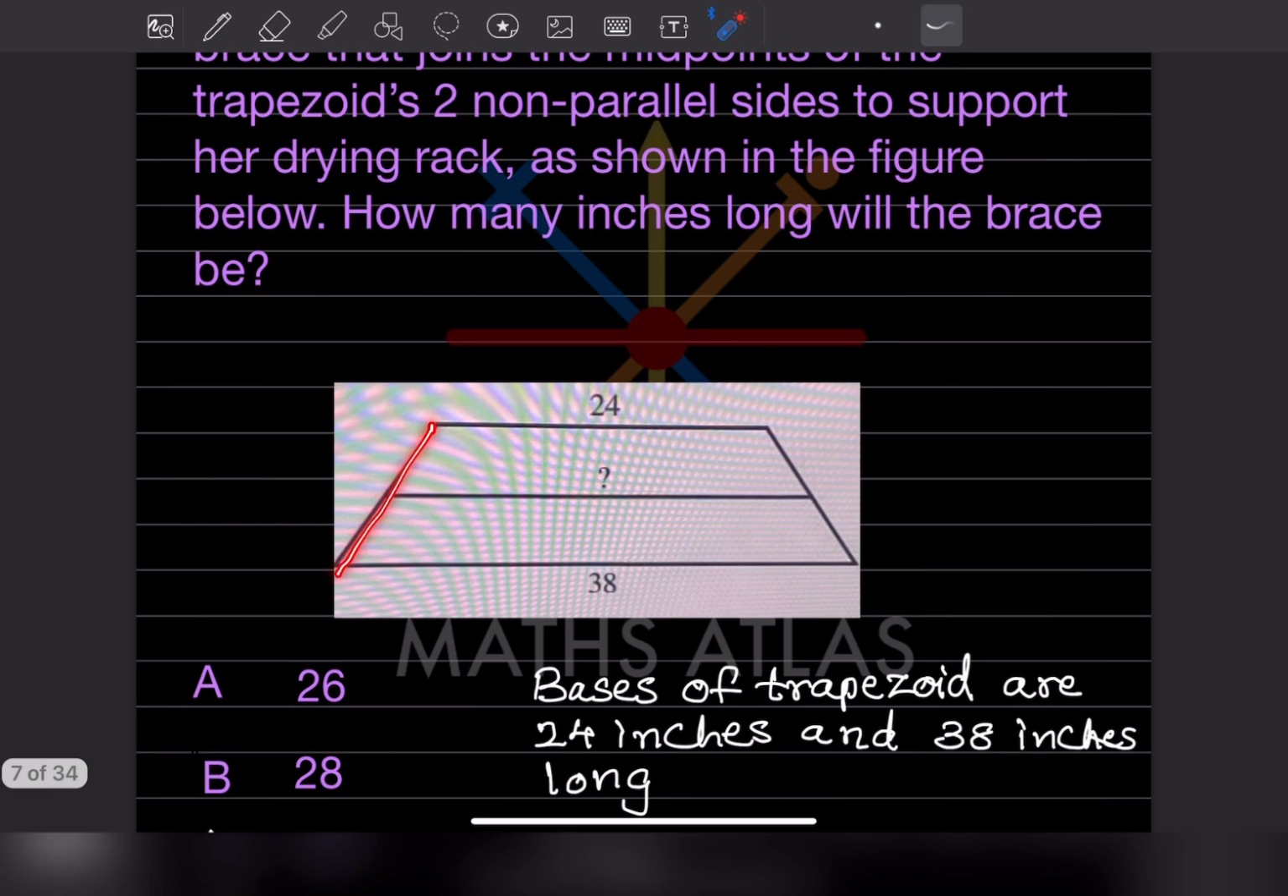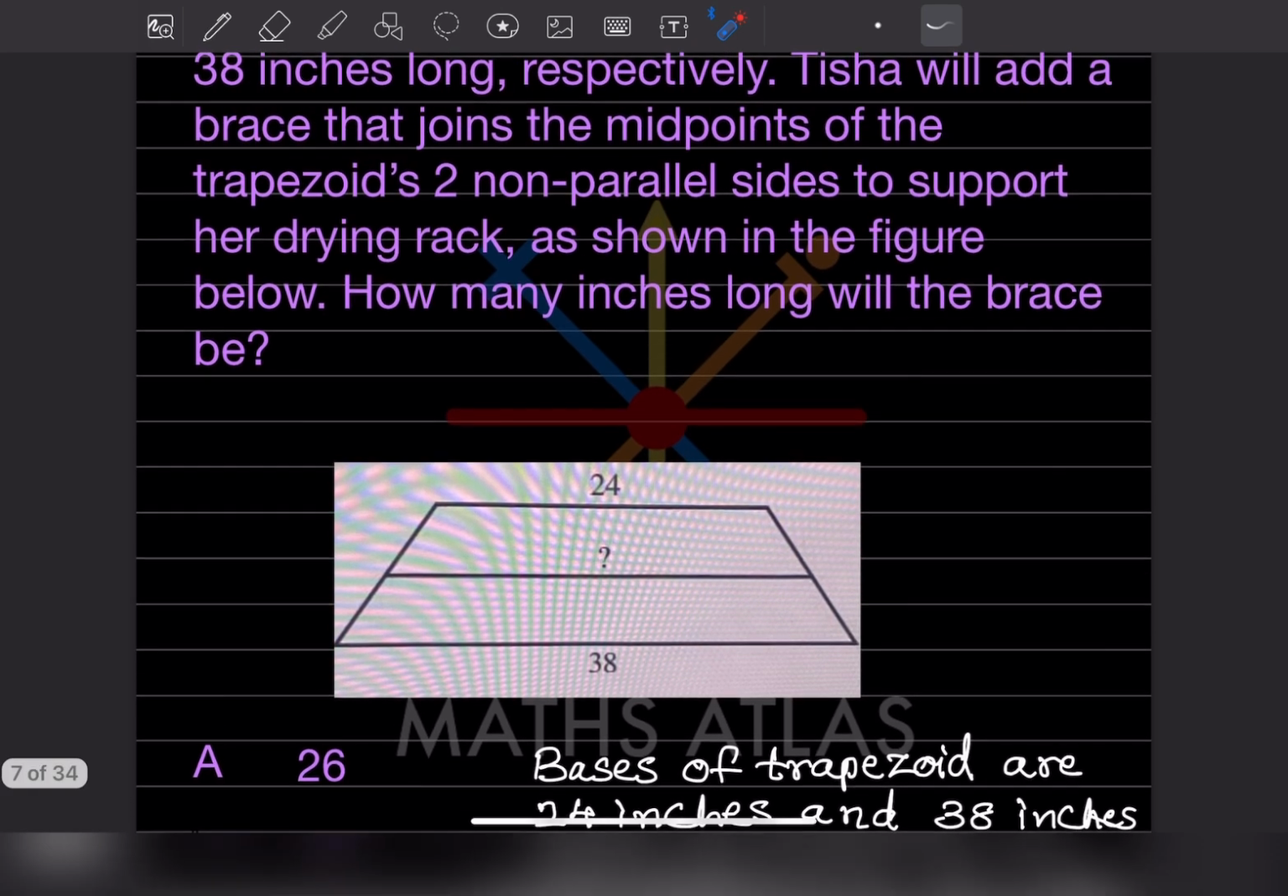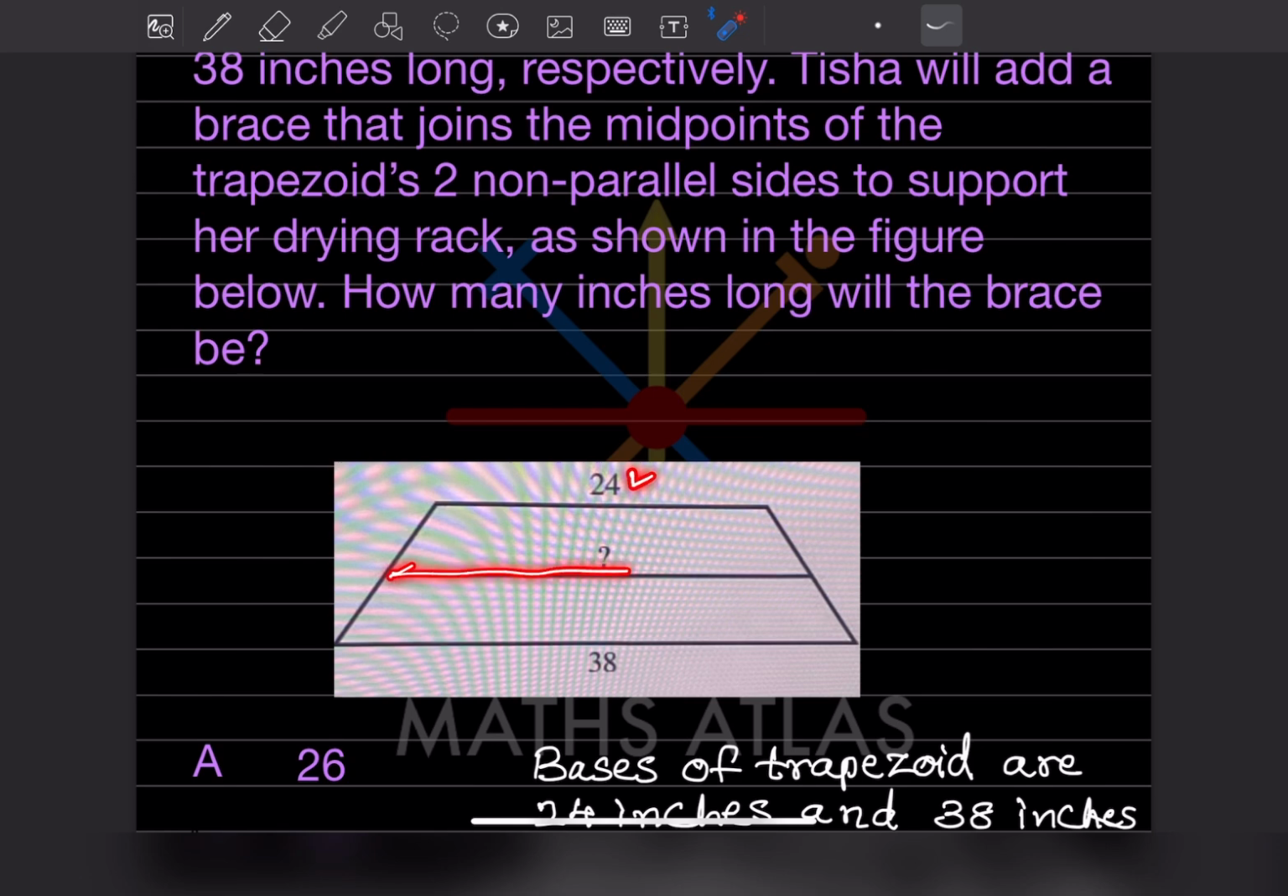Now we can see this is a trapezoid and these are the non-parallel sides of it. This is 24 inches and this is 38 inches. And this is the midpoint of the trapezoid's two non-parallel sides. So we have to find the measurement of this one.